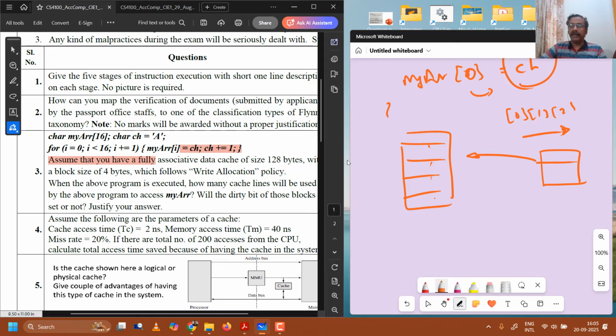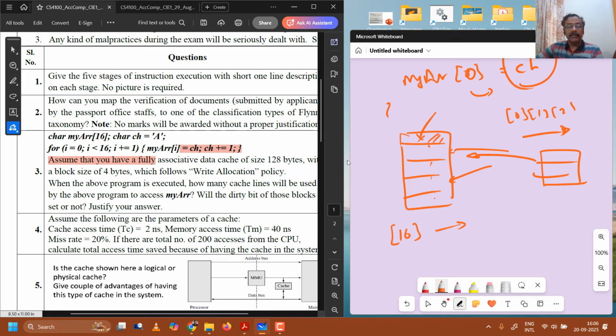Suppose your array size is 16, and we calculate that the block size is, say, 4 bytes. How do you find the cache size? It is already given as 128 bytes of cache size, so it is very easy. You are not required to find anything, and the block size is 4 bytes.